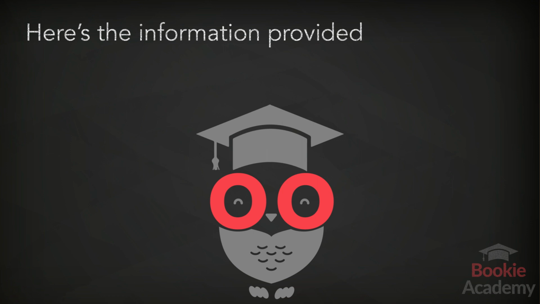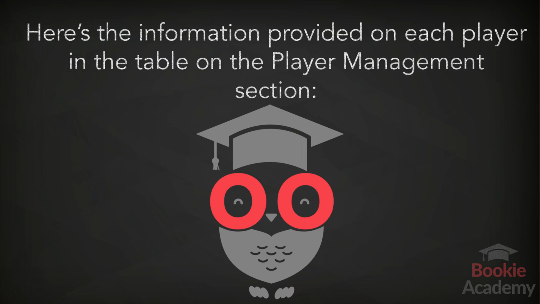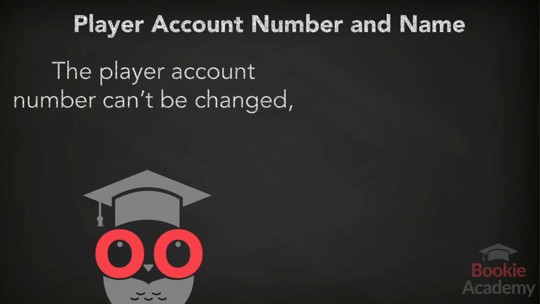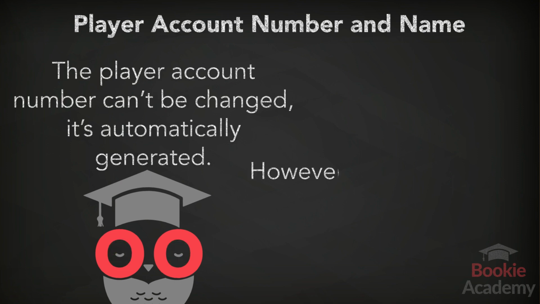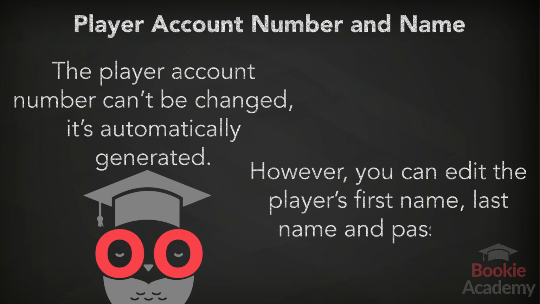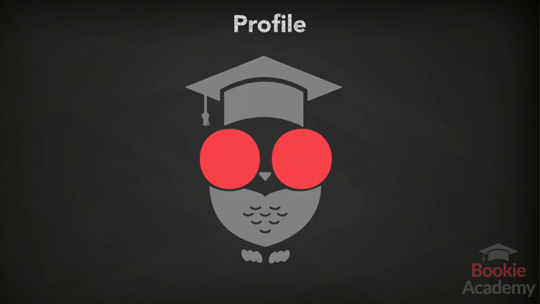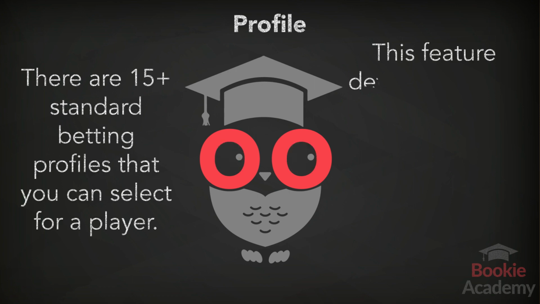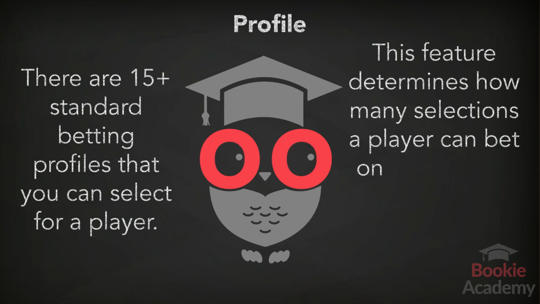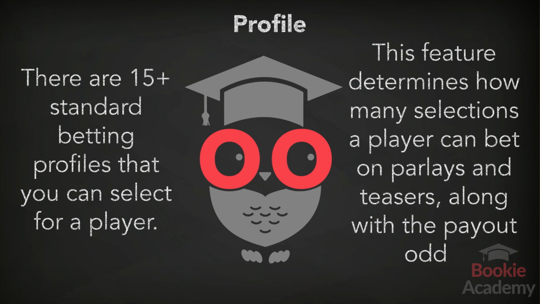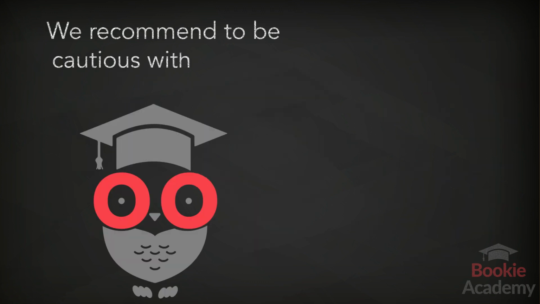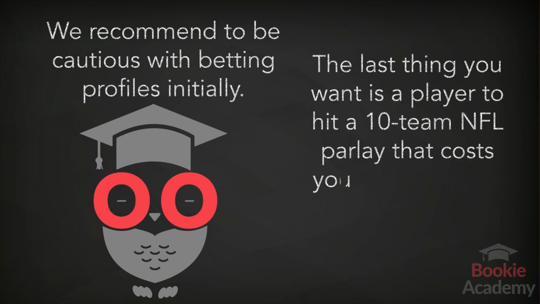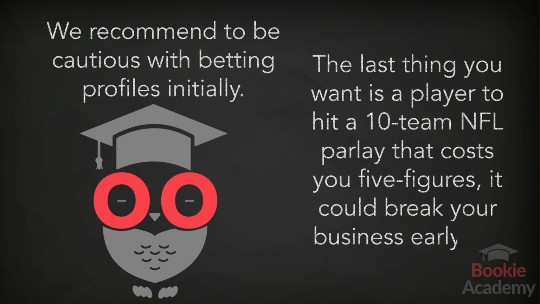Here's the information provided on each player in the table on the Player Management section. Player account number and name. The player account number can't be changed. It's automatically generated. However, you can edit the player's first name, last name, and password. The profile. There are 15 plus standard betting profiles that you can select for a player. This feature determines how many selections a player can bet on parlays and teasers, along with the payouts and odds. We recommend being cautious with betting profiles initially. The last thing you want is a player to hit a 10-team NFL parlay that costs you 5 figures. It could break your business early on.